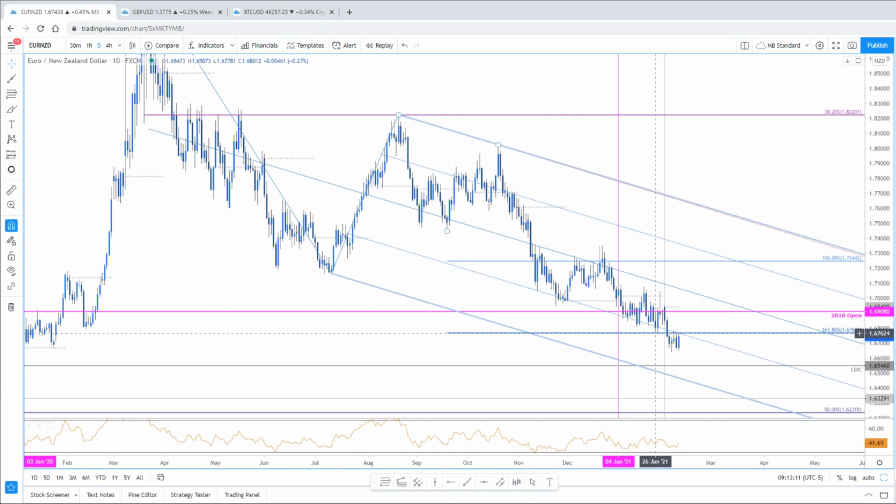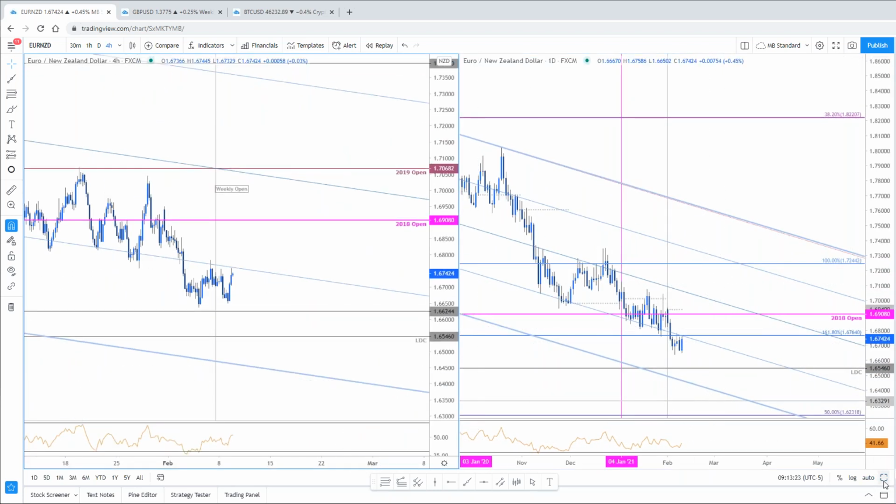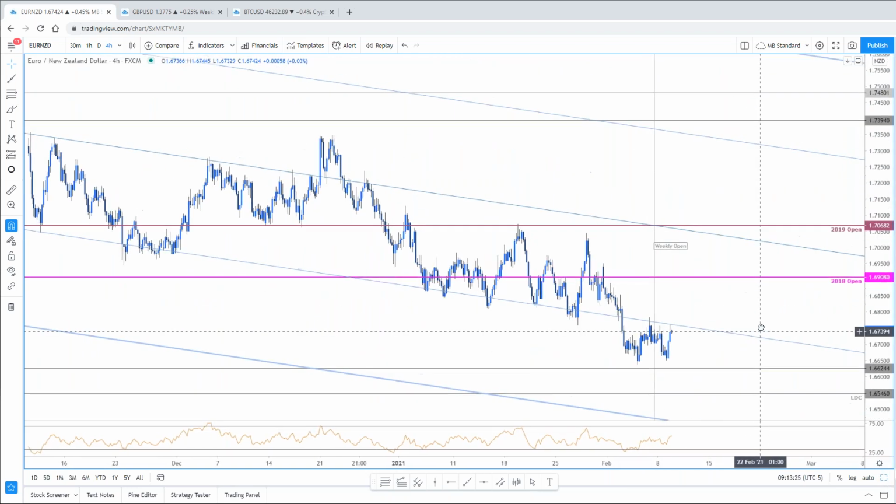You could make the argument that this is strong divergence, right? Here's a lower low in price, and here's actually a slightly higher low in the oscillator. Certainly puts a red flag on that one as well. Let me just check out the near-term chart for a moment and see if there's anything here.